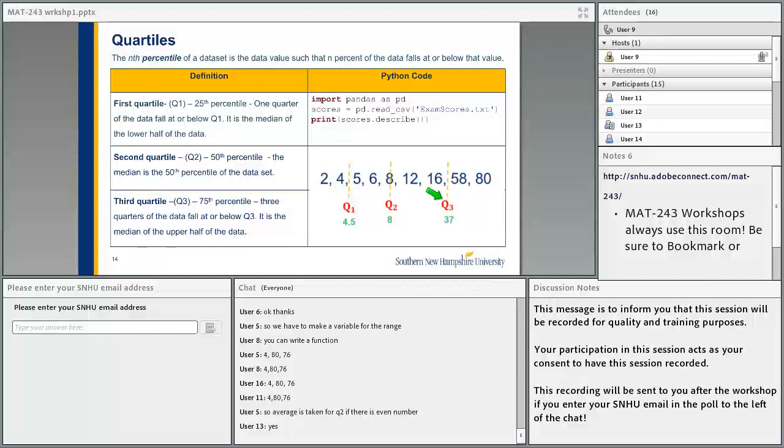Similarly, I've done the same thing for the upper half of the data. I found the median of the upper half. The upper half had 4 values, so to find the median I had to find the average of 16 and 58. The average of 16 and 58 was 37. So that's my third quartile, or the 75th percentile. It's called the 75th percentile because 75% of all the data lie at or below this value.